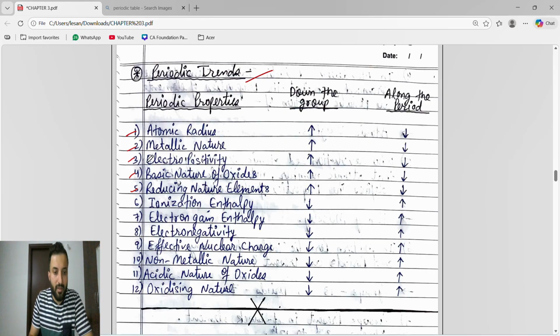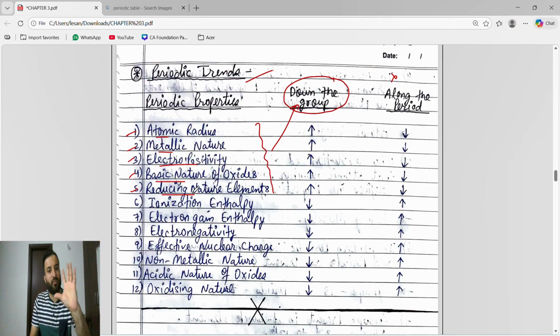So these 5, just remember for down the group, and don't remember for along the period, because whatever happens down the group, along the period it will be opposite. So just remember these 5 periodic properties for down the group. The reason behind it is, see, the 5: atomic radius, metallic nature, electropositivity, basic nature, reducing nature.